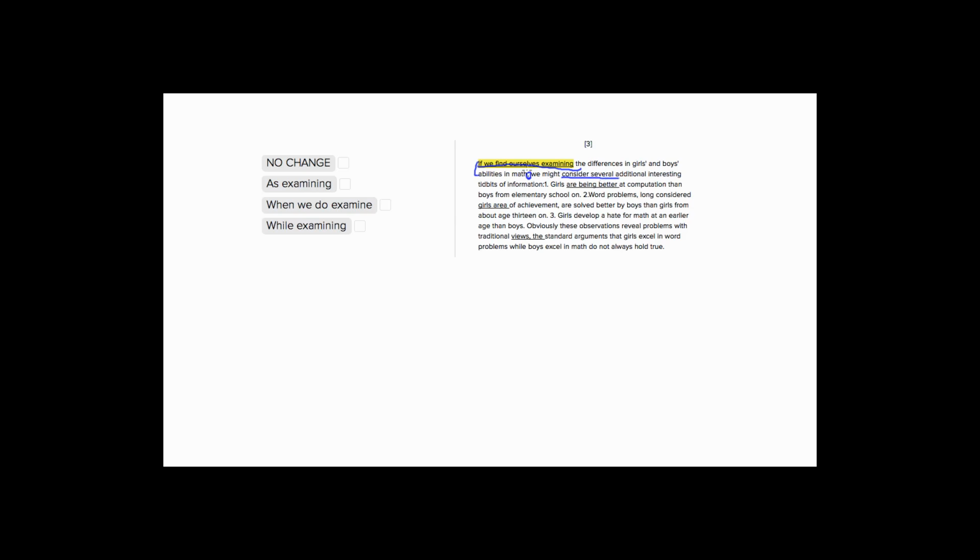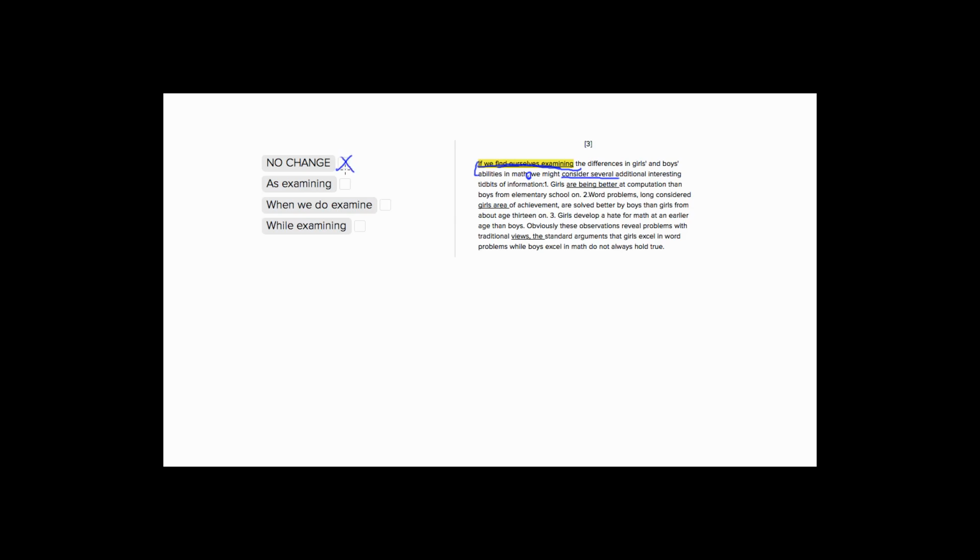Our first one, as we see already, sounds a little bit weird. "If we find ourselves examining." It makes sense, but why would we need to have this long thing about finding ourselves examining? There's probably a better way to say this, and with ACT questions, you want to stay concise. A mark of good style is using the fewest words you can to express the same idea. So let's just get rid of this, it's awkward.